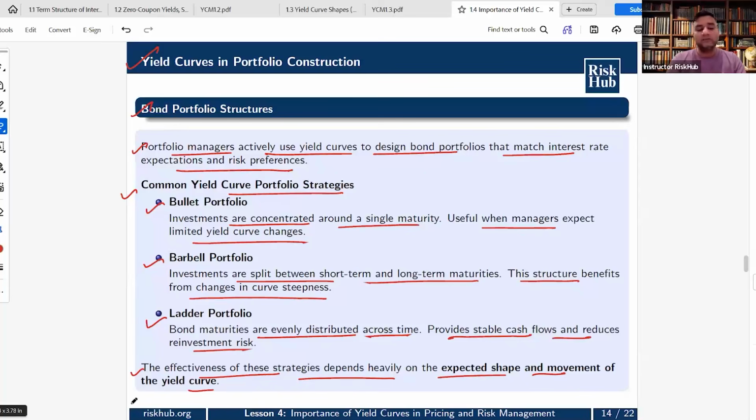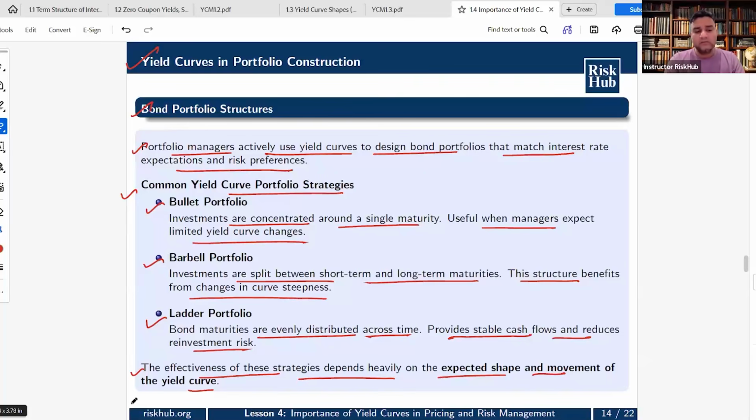So the slide basically covers three ways to arrange your bond maturities in a portfolio. Bullet portfolio: holdings are concentrated on one maturity. The slide states this suits a manager expecting limited curve change. Barbell portfolio: holdings split between short maturities and long maturities, with little in the middle. The slide states this benefits from changes in curve steepness.